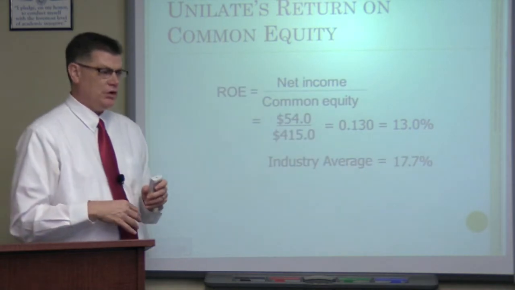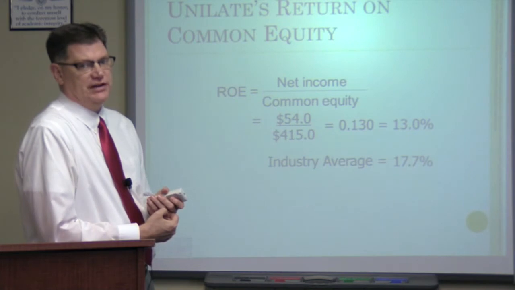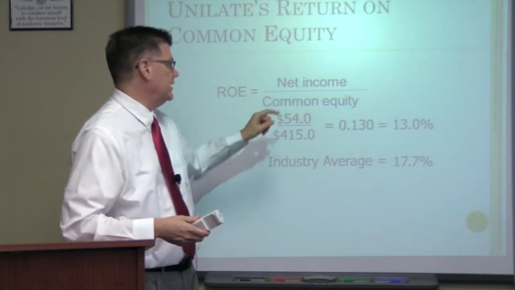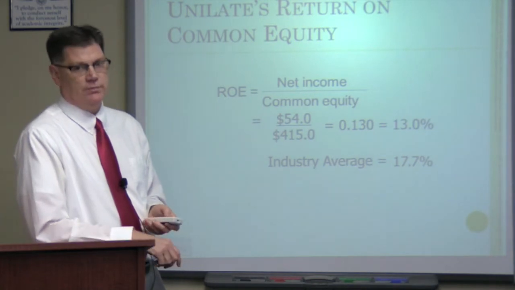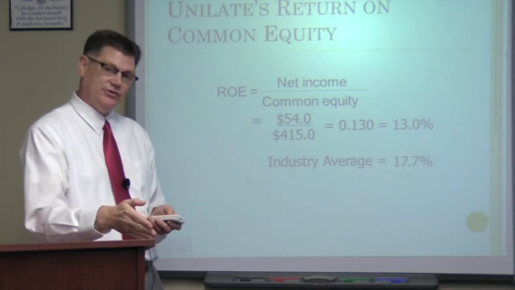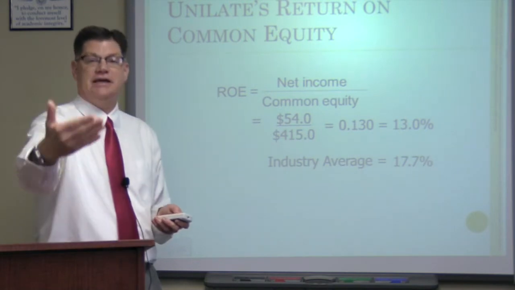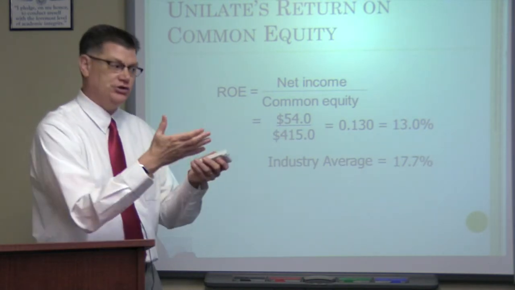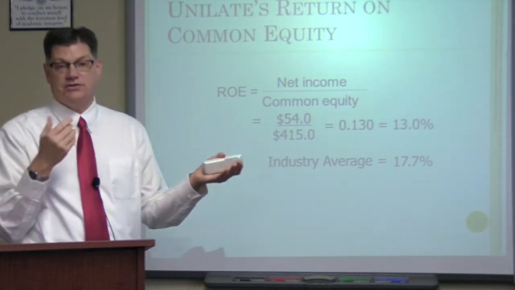Next, return on common equity. Okay, again, are we at the industry average? Here we've got our net income over our common equity. Are we at the industry average? No. But these are all indicators that you should use, and you should use as many as you can in order to tell the story of the organization that you're talking about, in order to say they've got some issues as far as their debt.